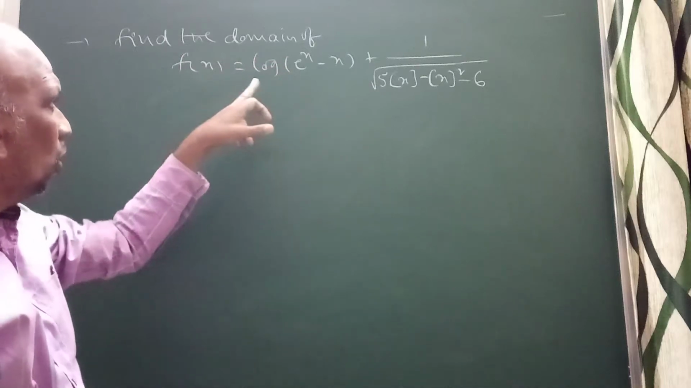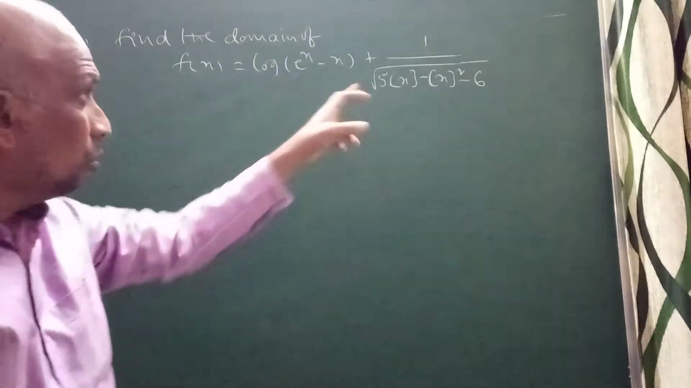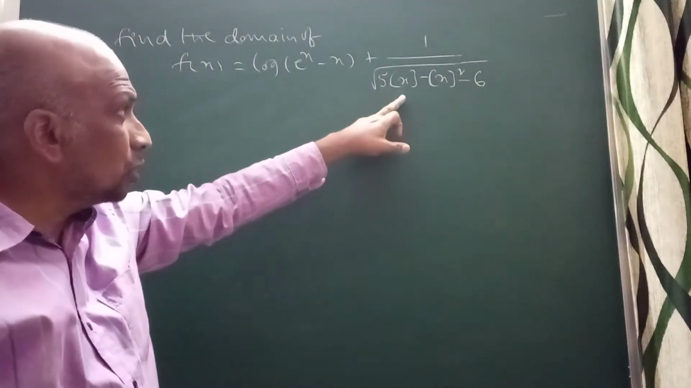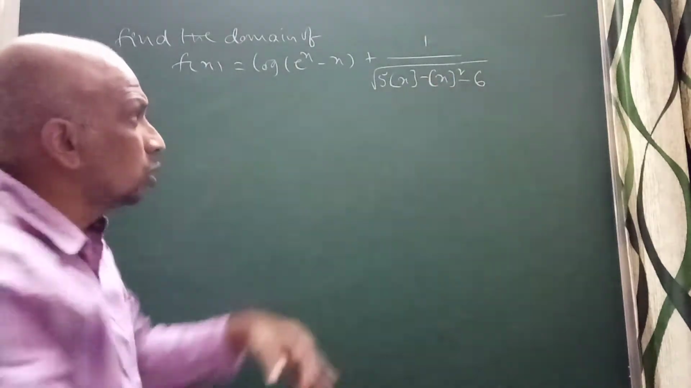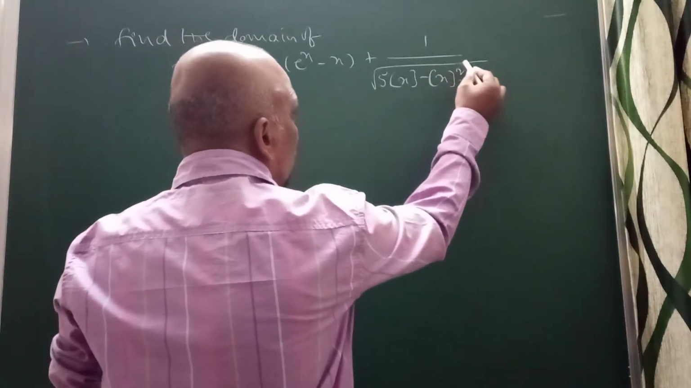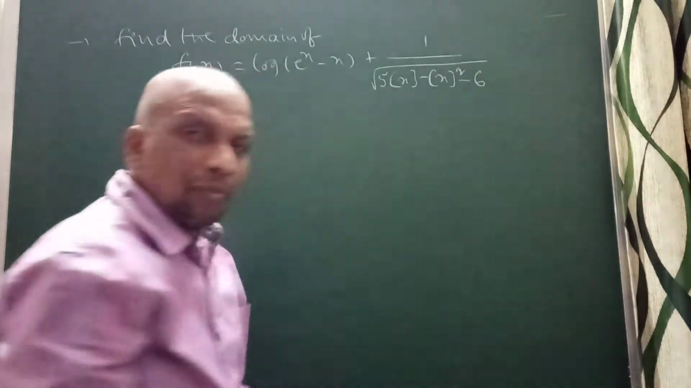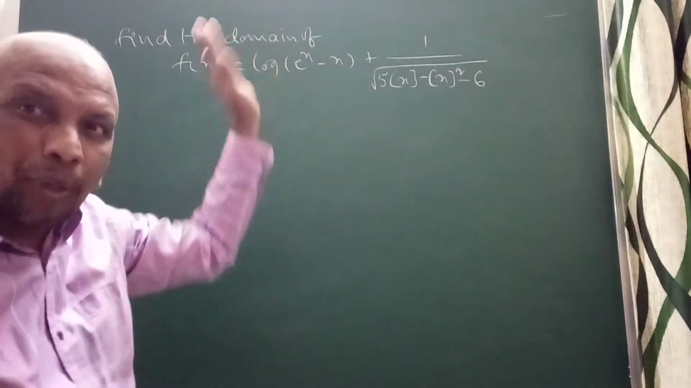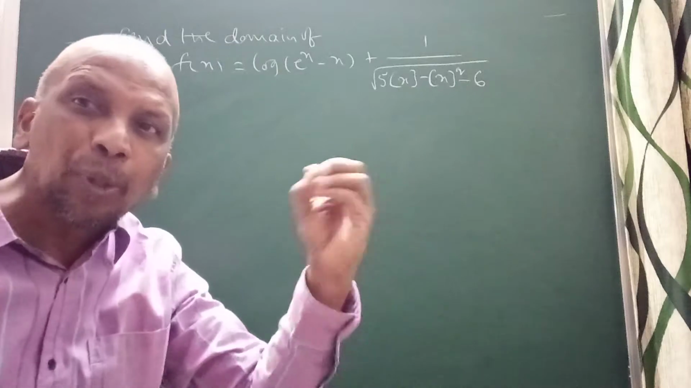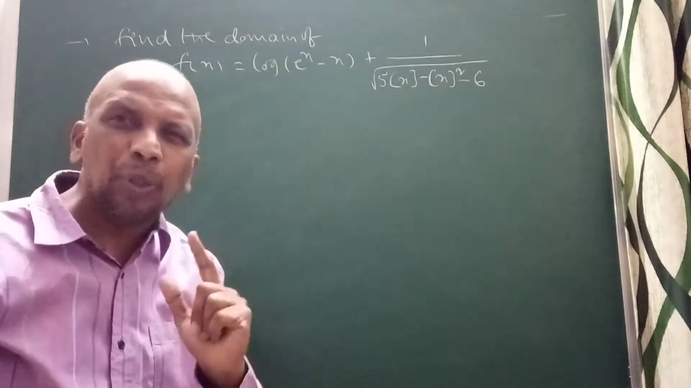Find the domain of log of (e^x minus x plus 1) divided by the square root of (5[x] minus [x]^2 minus 6). So what is the domain? When two terms are given, find the domain of this, take the common domain of both. Think about the common domain.